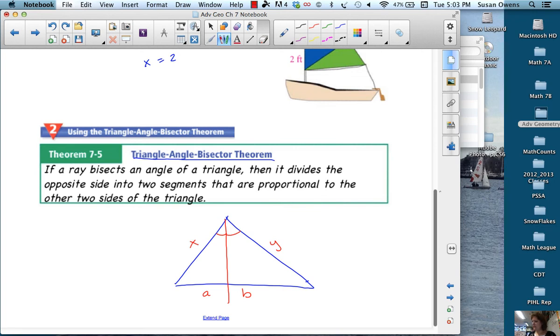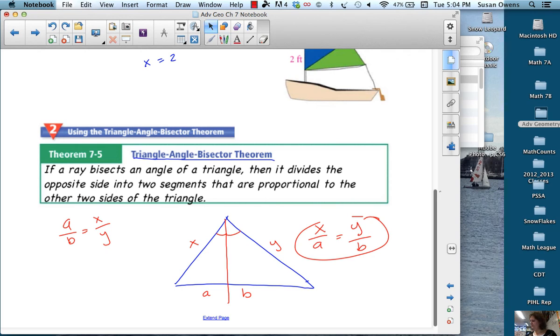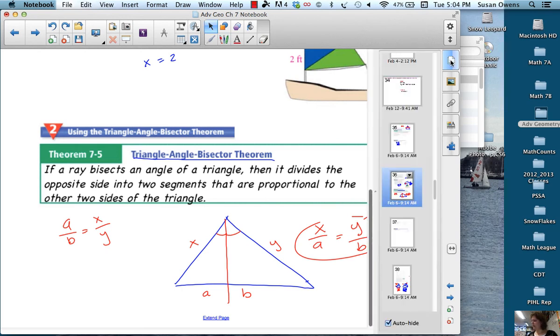So you can set this one up in a couple ways. You can either say that a over b equals x over y. Okay. Based on what it says, this would be the correct proportion to write. It says that the segments are proportional to the sides. A lot of people, though, like to do the side over the piece equals the side over the piece. So you'll also see it x over a equals y over b, and you can get to this by properties of proportions. So you can write it either way. You'd basically just switch the means and extremes if you wanted to get that one. So that one's called the triangle angle bisector theorem.